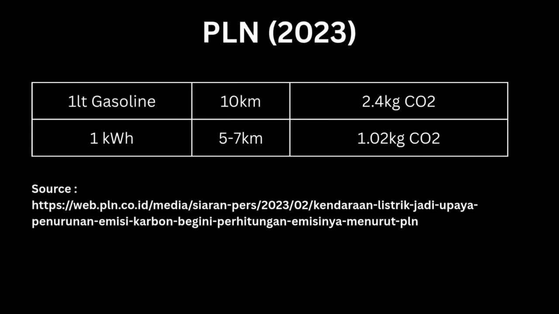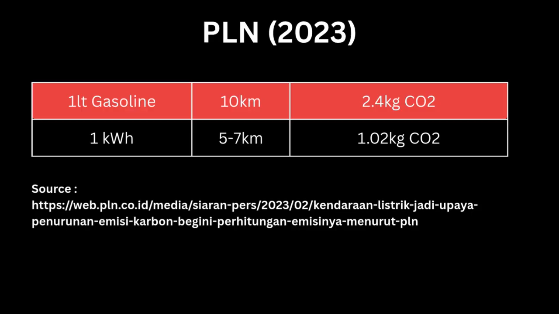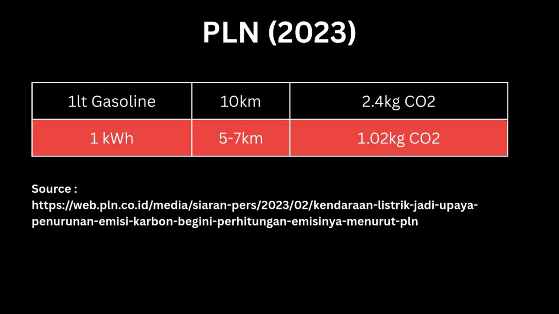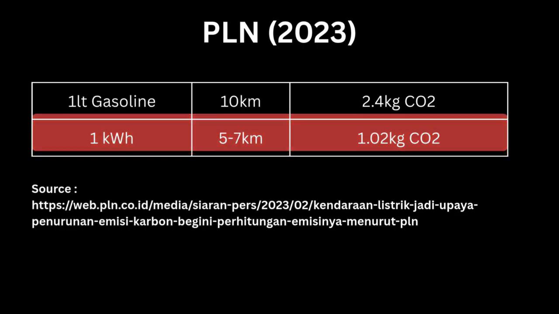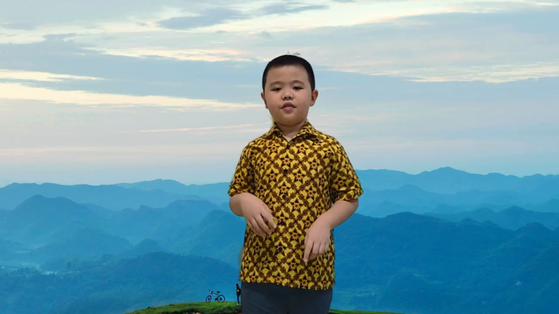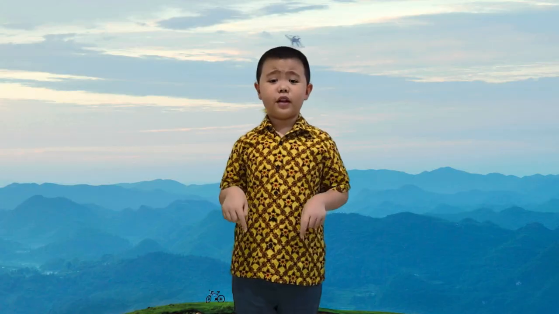Based on the PLN data in 2023, 1 liter of gasoline can travel up to 10 kilometers and that will produce 2.4 kilograms of carbon dioxide. And 1 kilowatt hour can be used to travel up to 7 kilometers and that will produce 1.02 kilograms of carbon dioxide. So, what is the consumption ratio of gasoline cars versus the consumption ratio of electric cars?